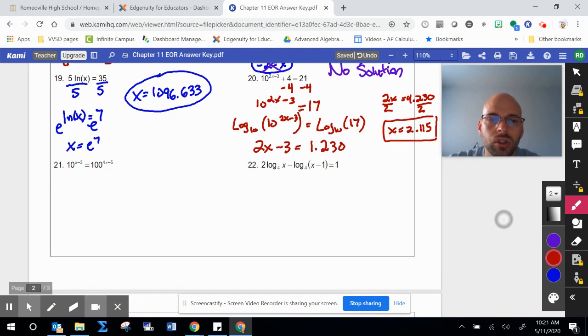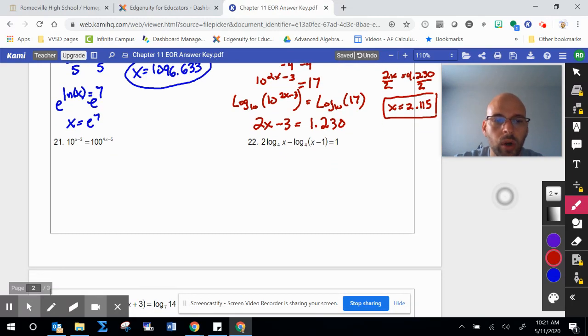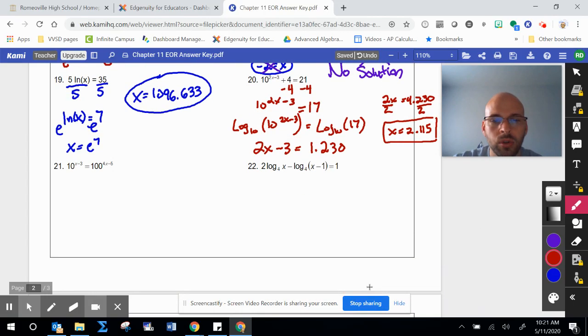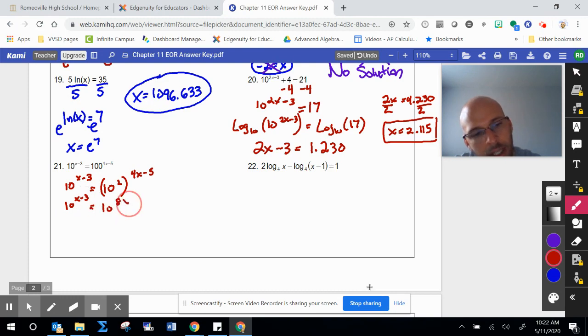If you plug that in, it should work. All right, number 21 is very, very similar to number 16. We have 2 exponentials on either side. So what we need to do is get those to have the same base. So I'm going to say 10 to the x minus 3 is going to equal 10 squared, which is 100, to the 4x minus 5. So I have 10 to the x minus 3 is equal to 10 to the 8x minus 10.